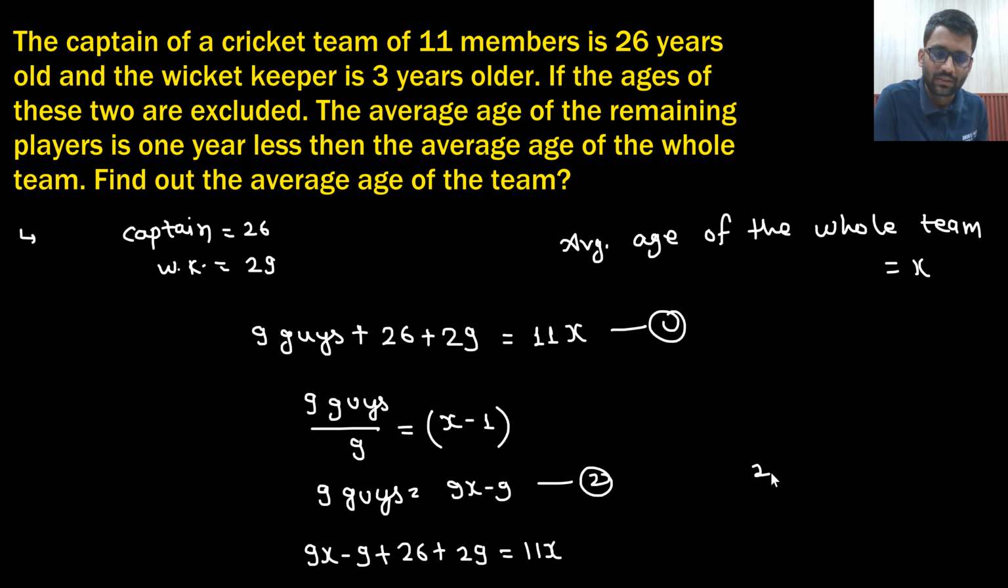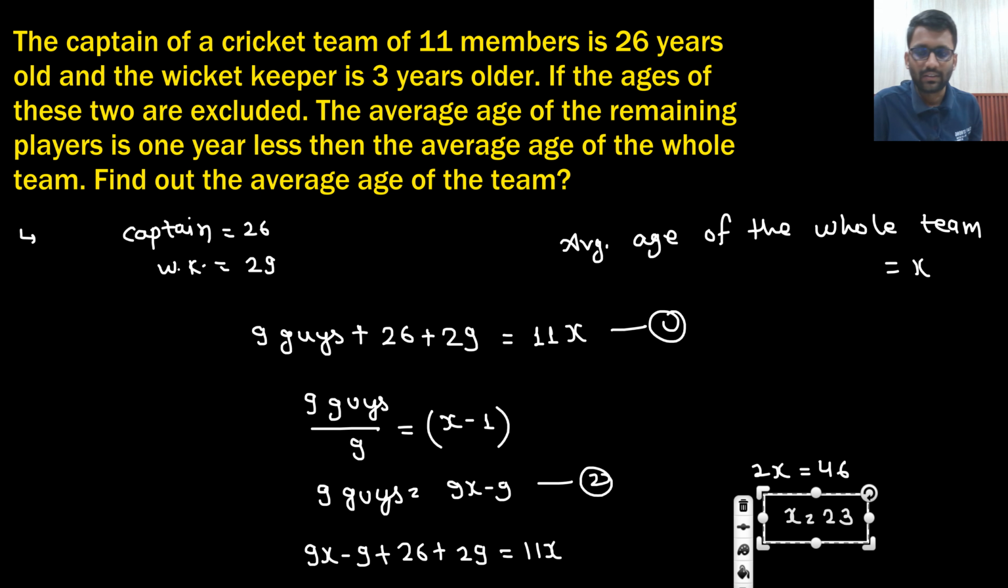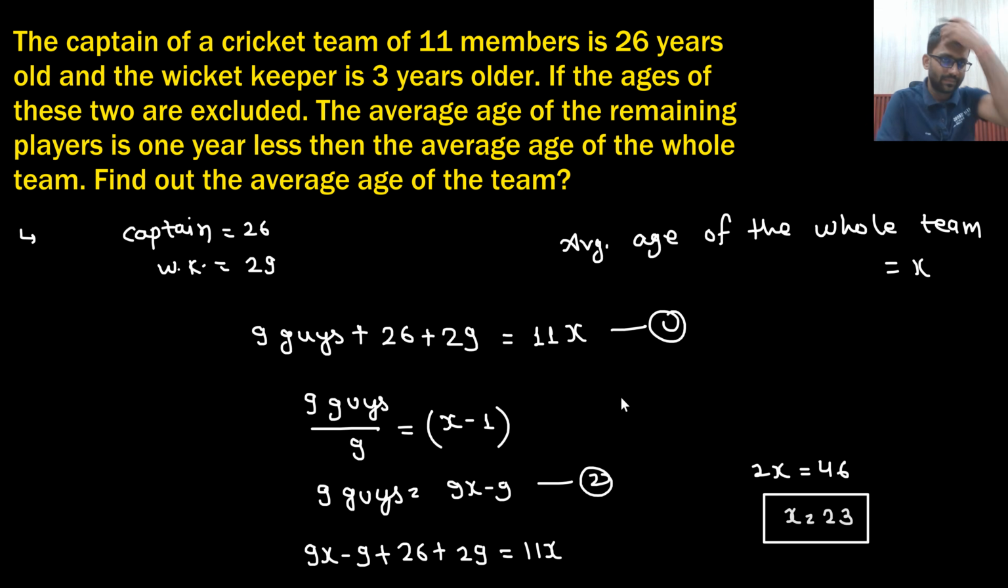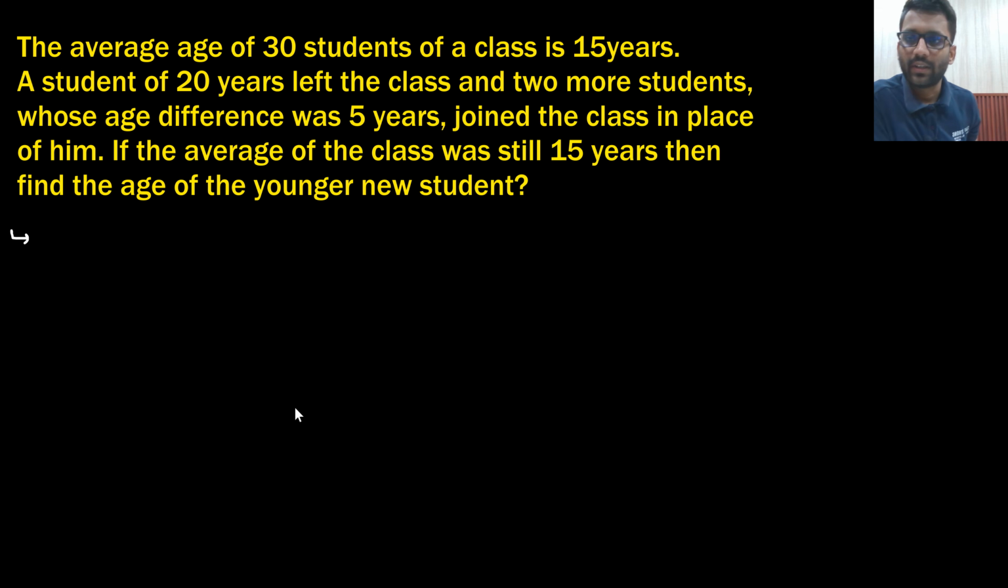So your 2x will be equal to 46. So x is equal to 23. So the average age was 23. That's it. Average age was 23. In this manner, you need to solve the problems. Let's solve the next question now.